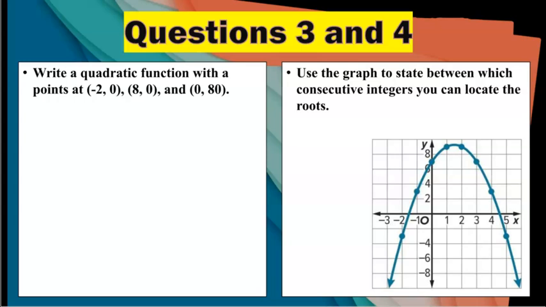Question 3. Write a quadratic function with points at -2, 0, 8, 0, and 0, 80. Now here they're giving us 2 of our zeros. So since I have 2 of the zeros, I'm going to write this in factored form. Factored form is f of x equaling a times parentheses x minus p times x minus q. So we're just finding our p, q, and then our a.